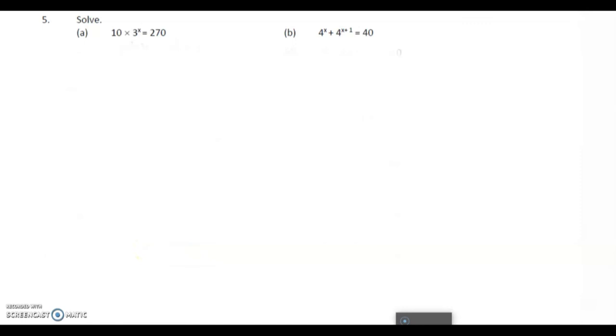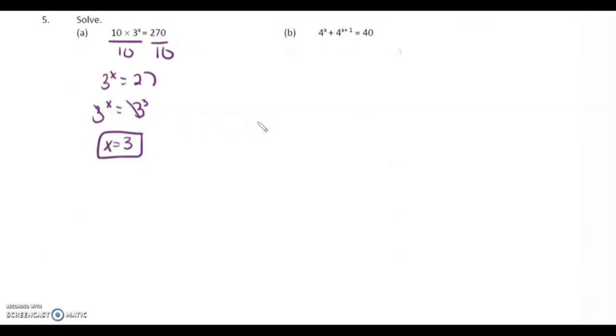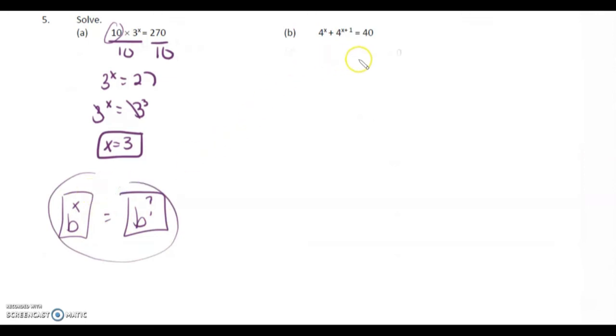Okay, number 5a, 10 times 3 to the x equals 270. So for me, I would divide both sides by 10, and I get 3 to the x equals 27. And then 3 to the x equals 3 to the exponent 3. And we're back with x equals 3. Okay, we can't have this constant multiplied by 10 in front of 3 to the x. We just have to have some term with a base to some exponent equals a base to some exponent. Okay, that's the format that we have to have this in.